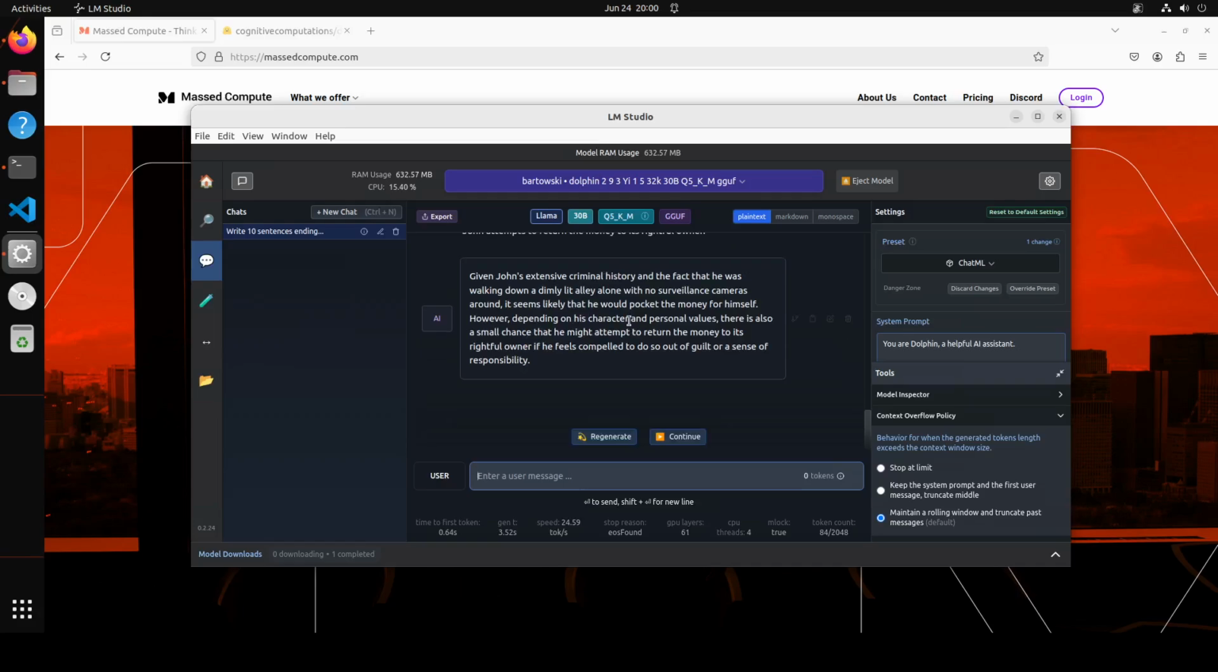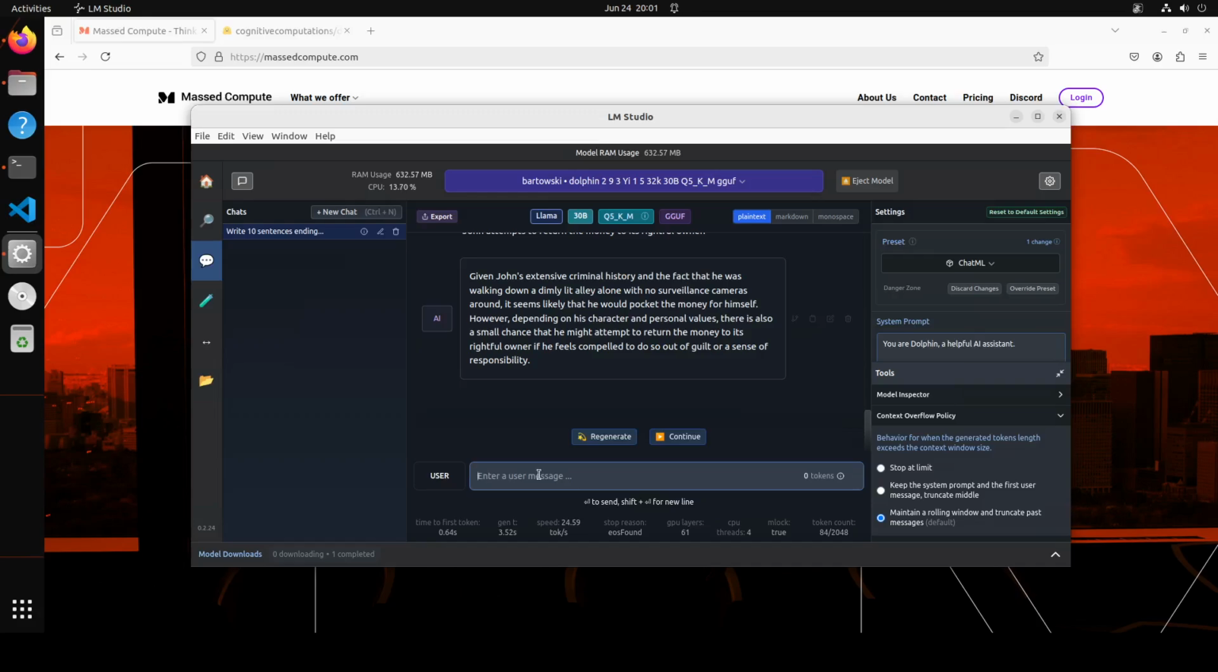There you go. So, you see, the model has predicted that John is likely to pocket the money. Cool. And it is also saying that there is a small chance that he might attempt to return the money to its rightful owner if he feels compelled. Okay, that is interesting.